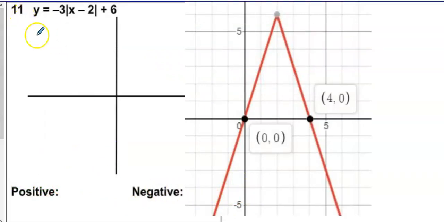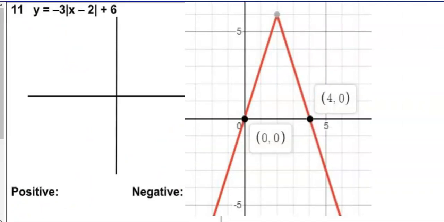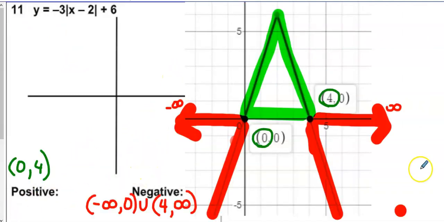Okay, so here we have number 11. Let me see what number 12 looks like. Okay. I want you to pause the video and try number 11. So this is what you should have gotten.